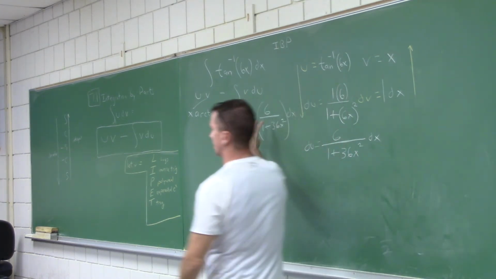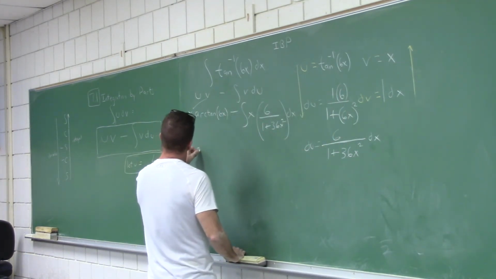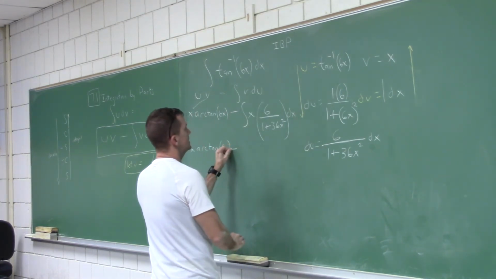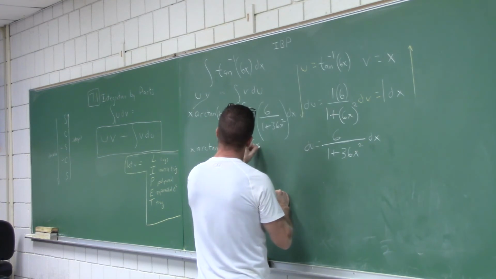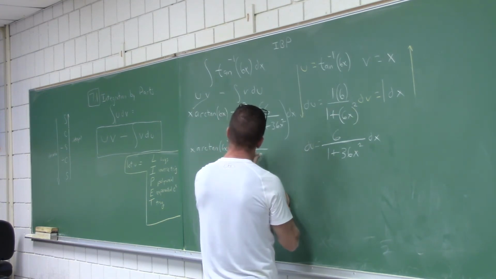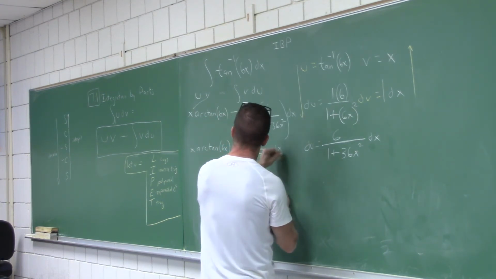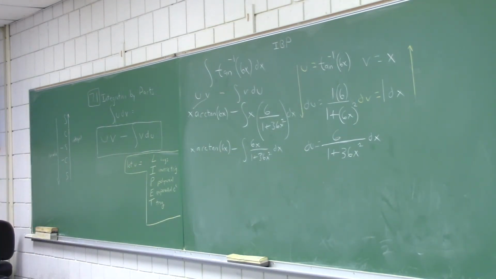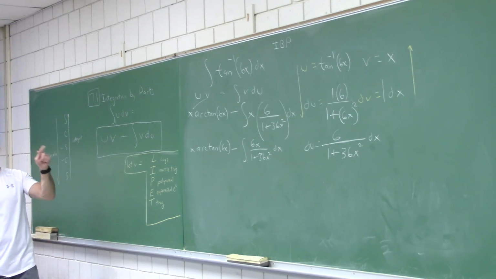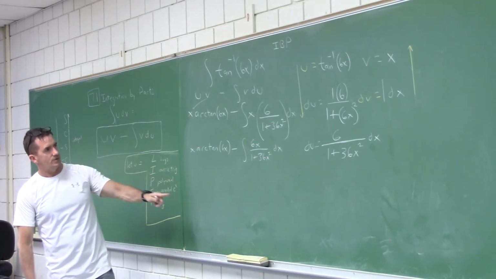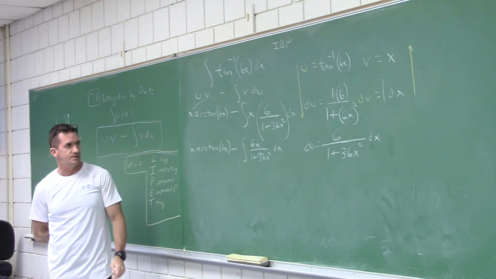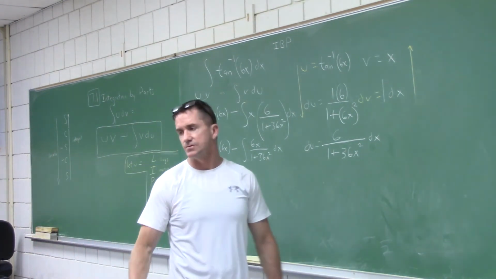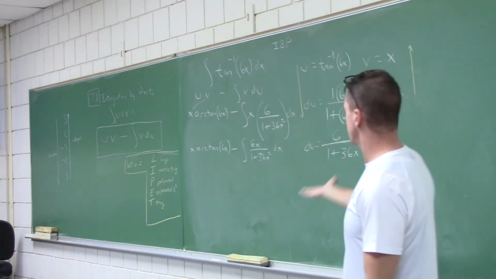Well, let me rewrite this other side. Arctan 6x minus, looks like you got a 6x over 1 plus 36x squared dx. So all we now have to do is take care of that 6x over 1 plus 36x squared. And it's another u sub, right? We're going to get another natural log.